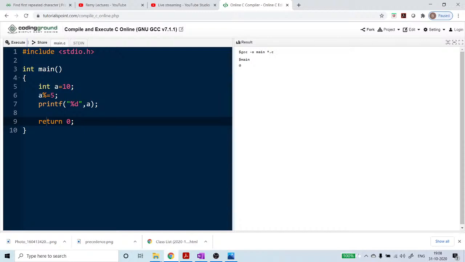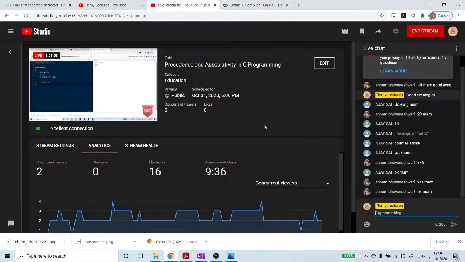Is it clear? Is shortcut notation clear to you? Just put it in the chat.